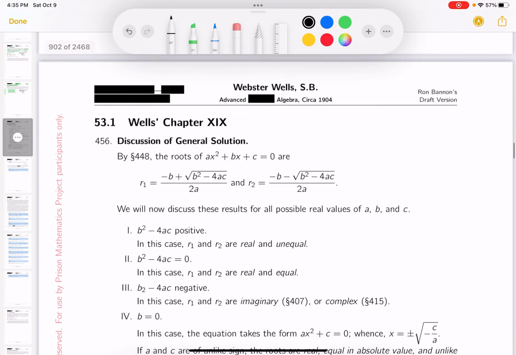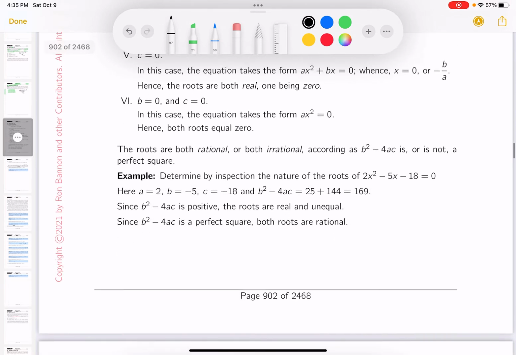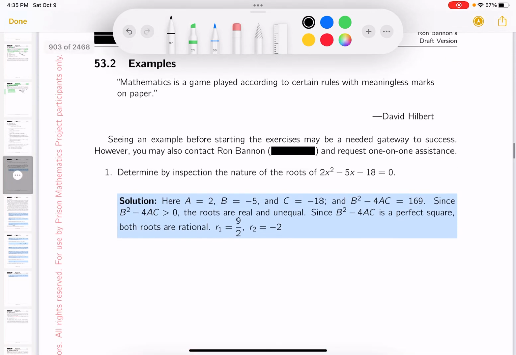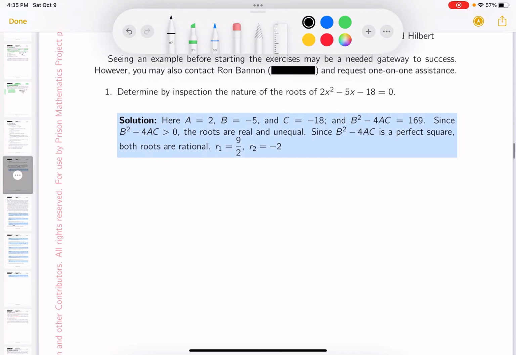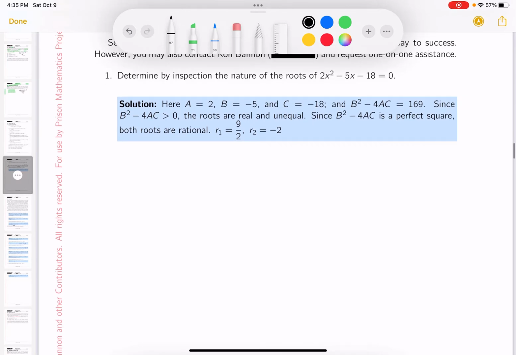Again, I'm not going to read the content to you, but you should read through it, including if you're not completely understanding what they're talking about. So again, determine by inspection the nature of the roots of this problem. There are many ways to do it. I'm not saying there's just one way of doing this. But one thing I want to get across to you is that you do have a quadratic formula.